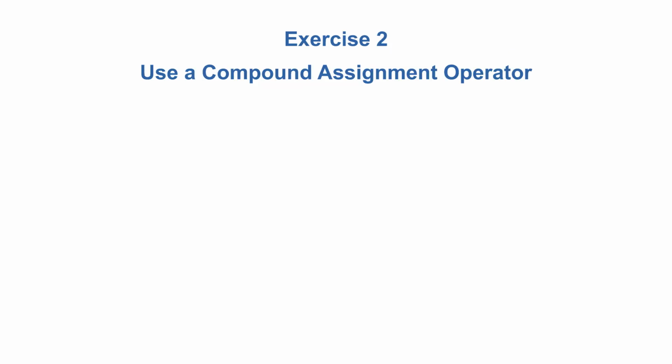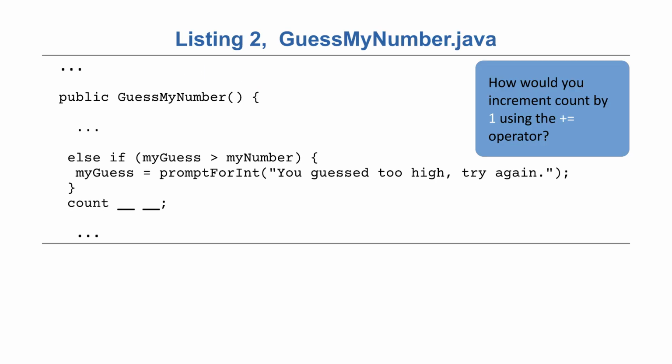Exercise 2. Use a compound assignment operator. How would you increment count by 1 using the compound assignment operator? Run it. What happened? It should run exactly the same as it did before, correctly printing the number of guesses you tried.